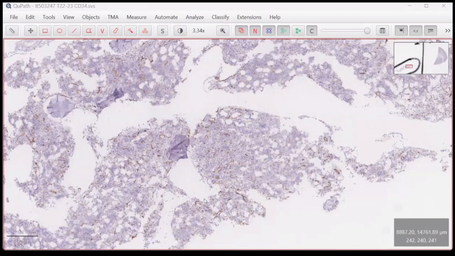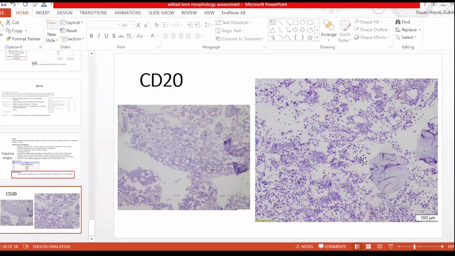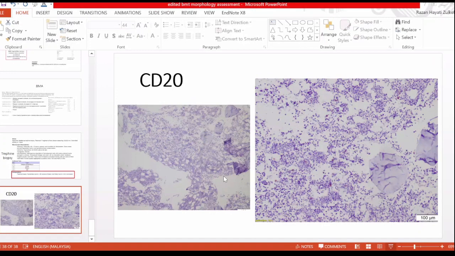Doctor, we did CD20 additionally last week for this trephine. So I can see here that this is the CD20. It is lesser than TDT, and there are sprinkles of CD20 here, not much compared to TDT just now. And PAX5 also, it's much lesser than PAX5.